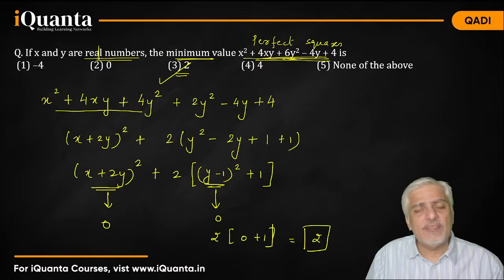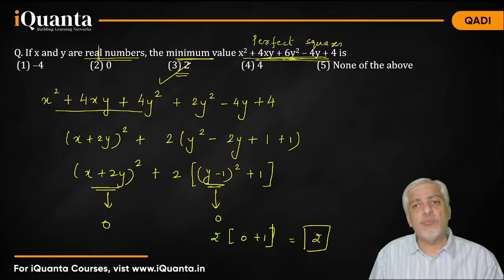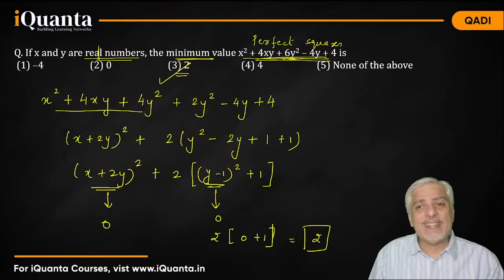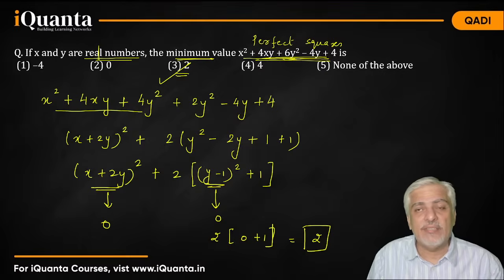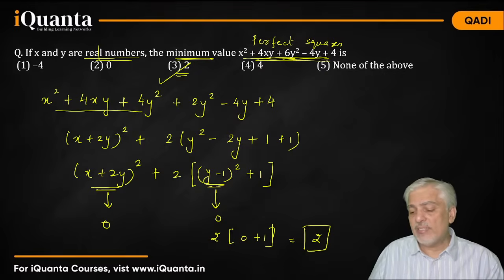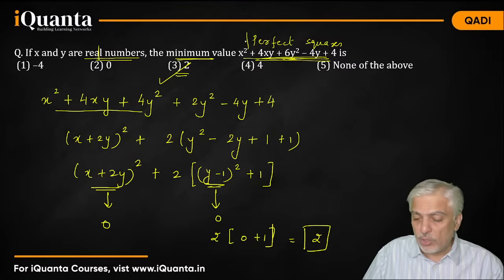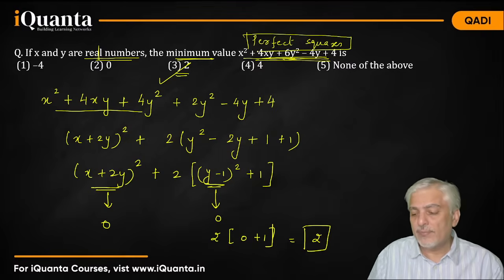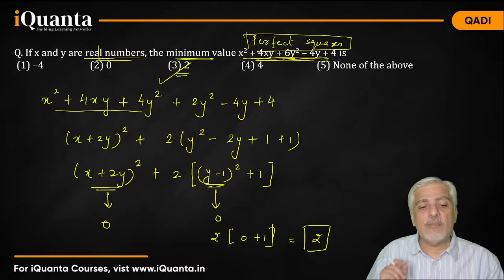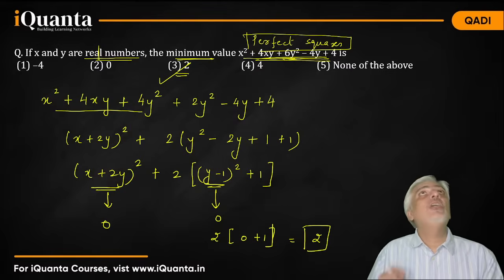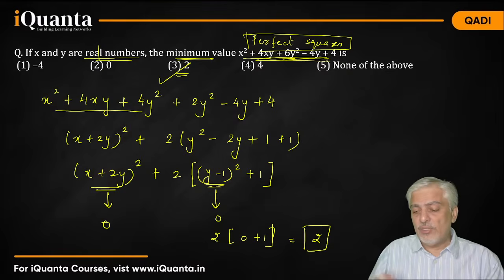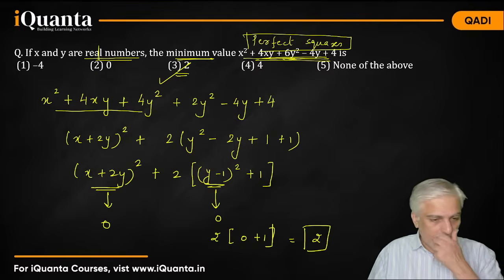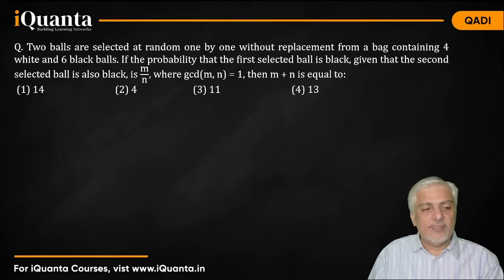Other things you could have done: derivatives, find f of x, double derivative, find minima. With x and y, it always gets a little bit confusing. Only if you're really thorough with derivatives should you try it. Otherwise, with x and y, perfect square will always work. So unless you really know derivatives well, you should not try this. Okay? Sure. Let's try the second question.